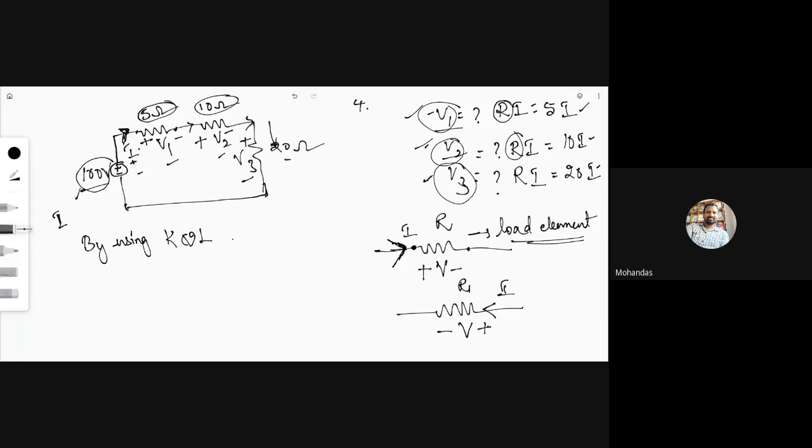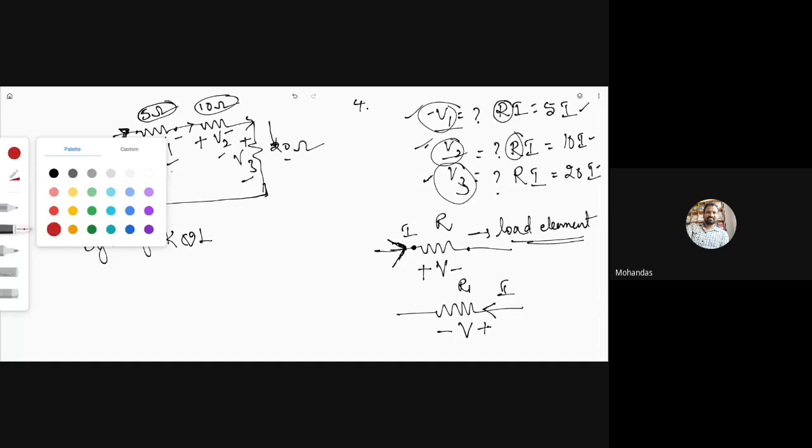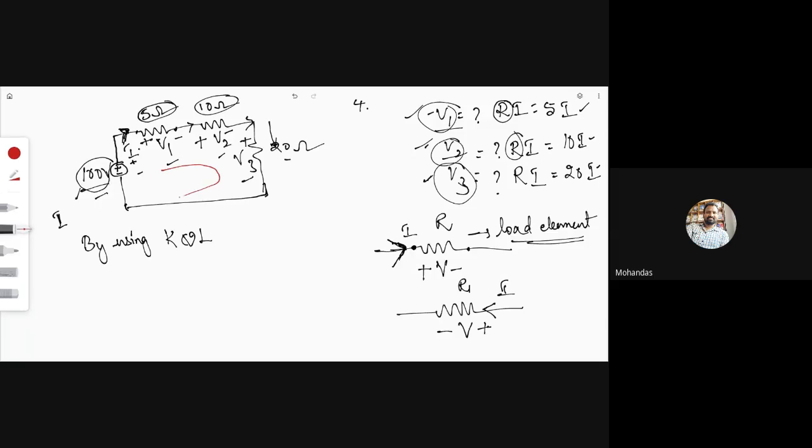Now, how many voltages are there? One voltage source and three voltage drops. We already assumed that the current I is flowing in the clockwise direction. So I gave some sign notations while writing the KVL equation. The current is entering initially at a particular polarity, and we should give that polarity for a particular voltage here.